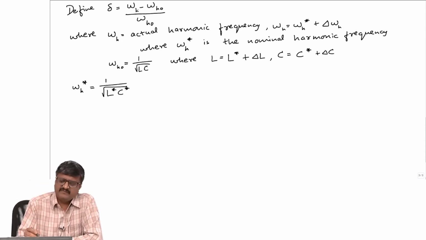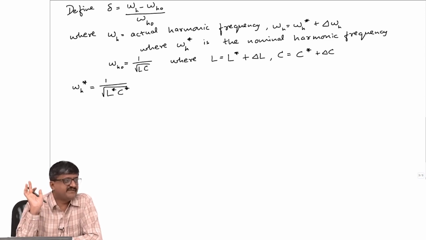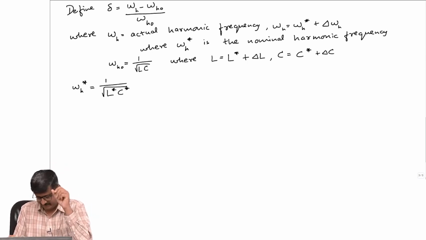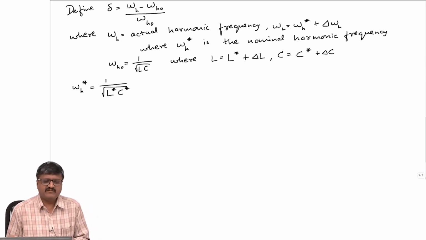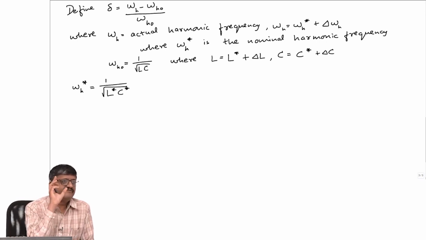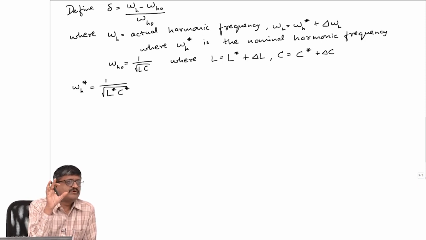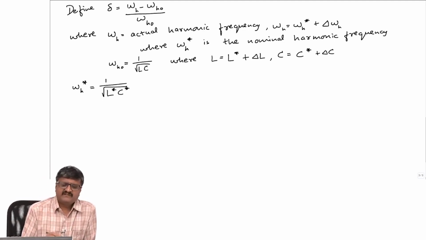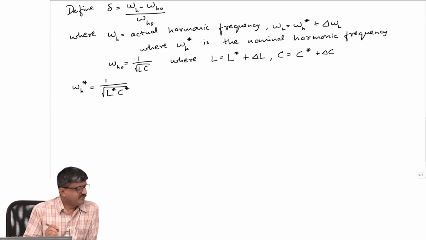So, one should not assume that I am trying to take the difference between a variable quantity and a fixed quantity. Both are variable quantities. Okay. So, we say that this delta is a quantification of the behavior of the filter in not being tuned to the frequency for which it is intended to work. Now, this definition by itself may not be of much use. We will try to write it in a slightly different form.